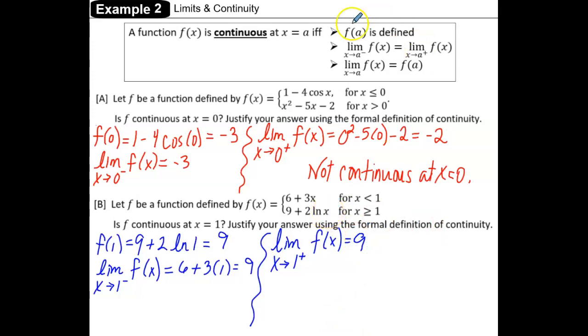And because we've shown that all three of these are true, that f of a is defined, that the left and right-sided limits are approaching the same value, and that the limit as x approaches a is equal to f of a, right? Now we know that the function f is continuous at x equals 1 by definition.